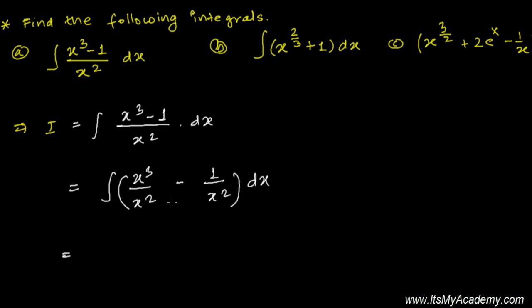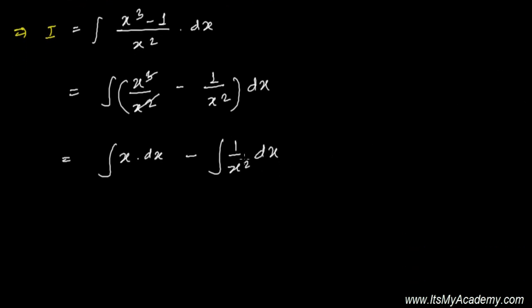In the next step I will again separate this by dx. I will separate the two individual terms. So in the integration, here it's x squared and x cubed, so this will cancel and I will be left with only x and then dx, and here it will be 1 over x squared dx. And now we just need to find the integration of this part and this part.